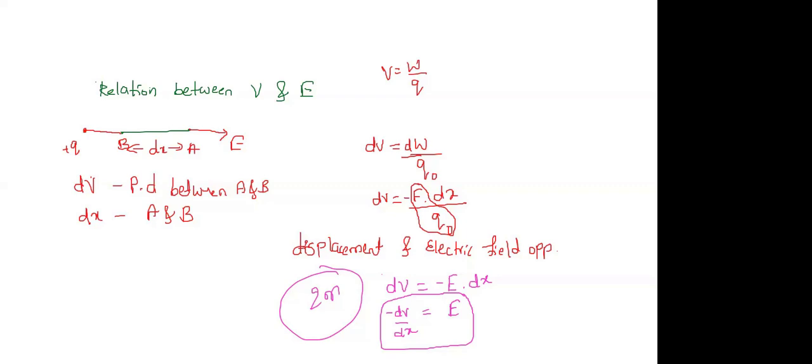Okay, done. So the relation between electric field and the potential is given by E is equal to minus dV divided by dx. The quantity dV by dx is called the potential gradient. What is this term called? Potential gradient, right?